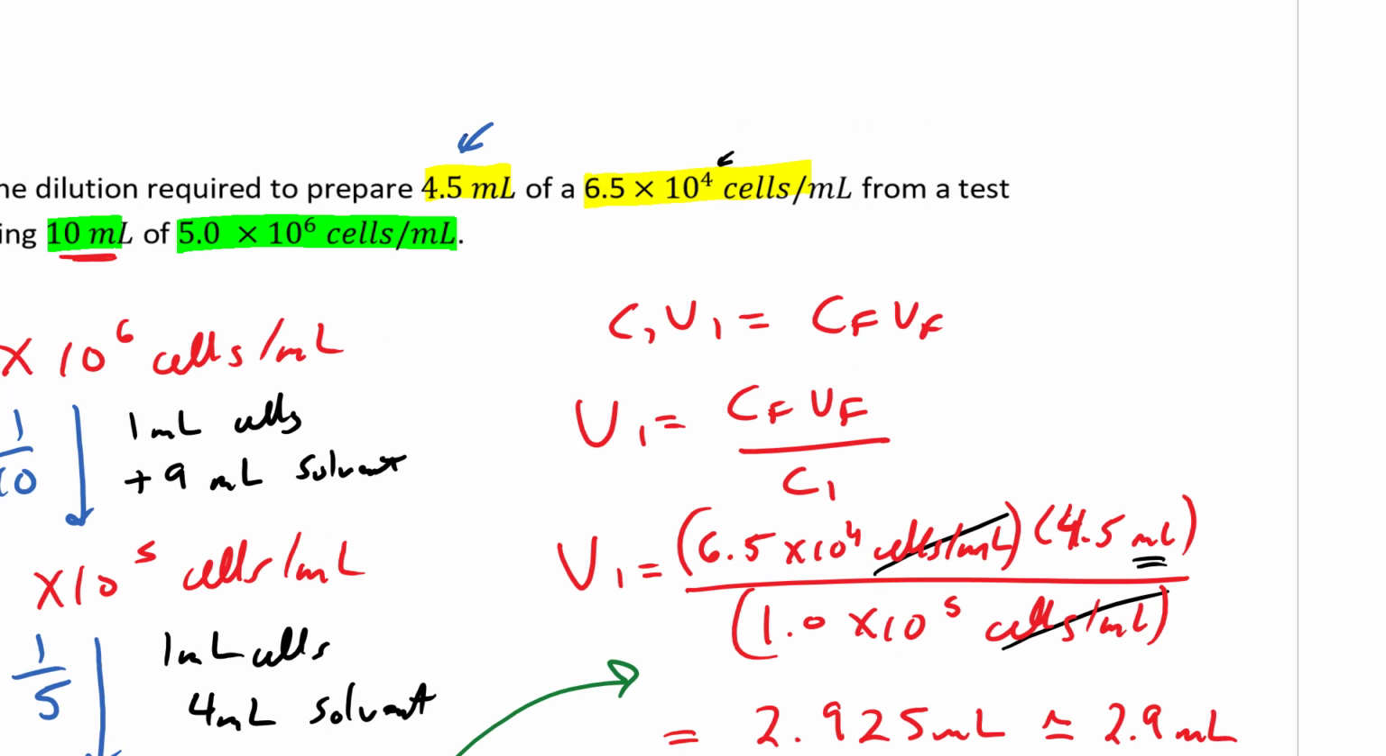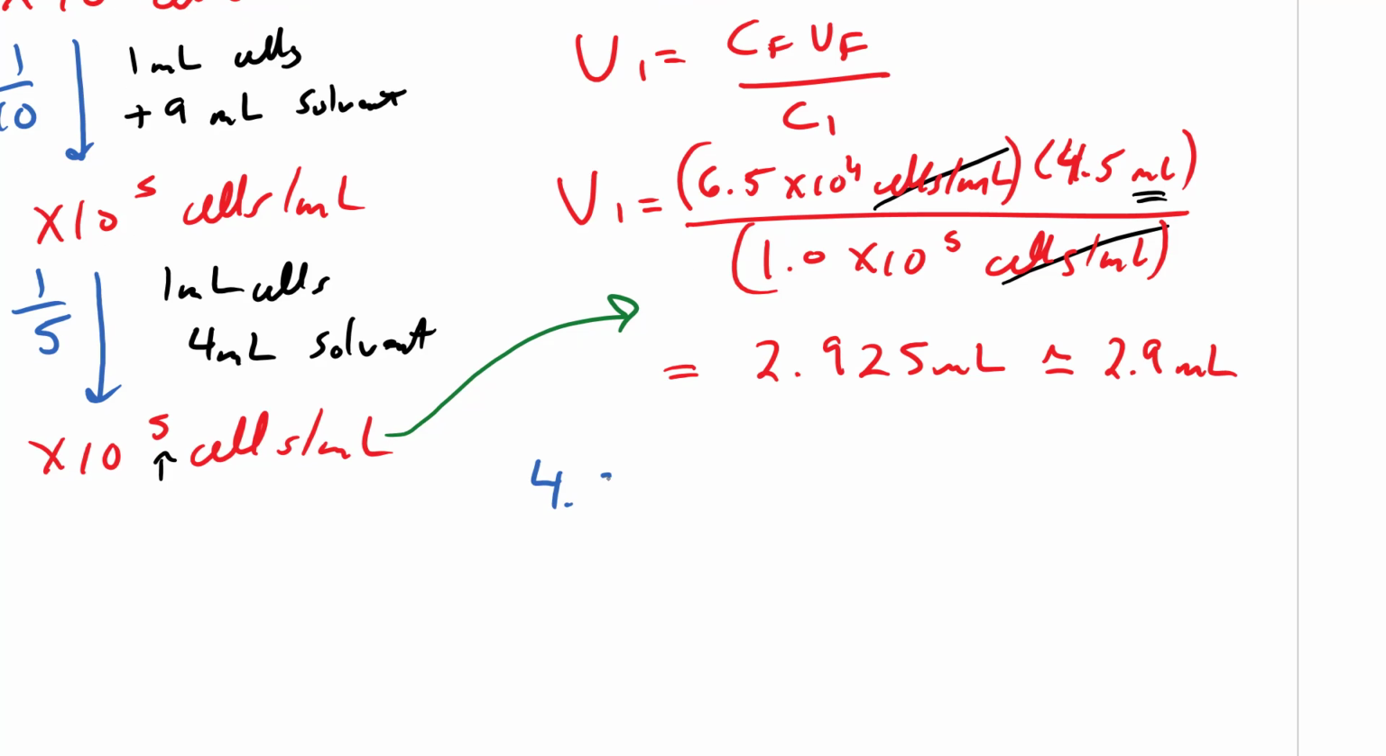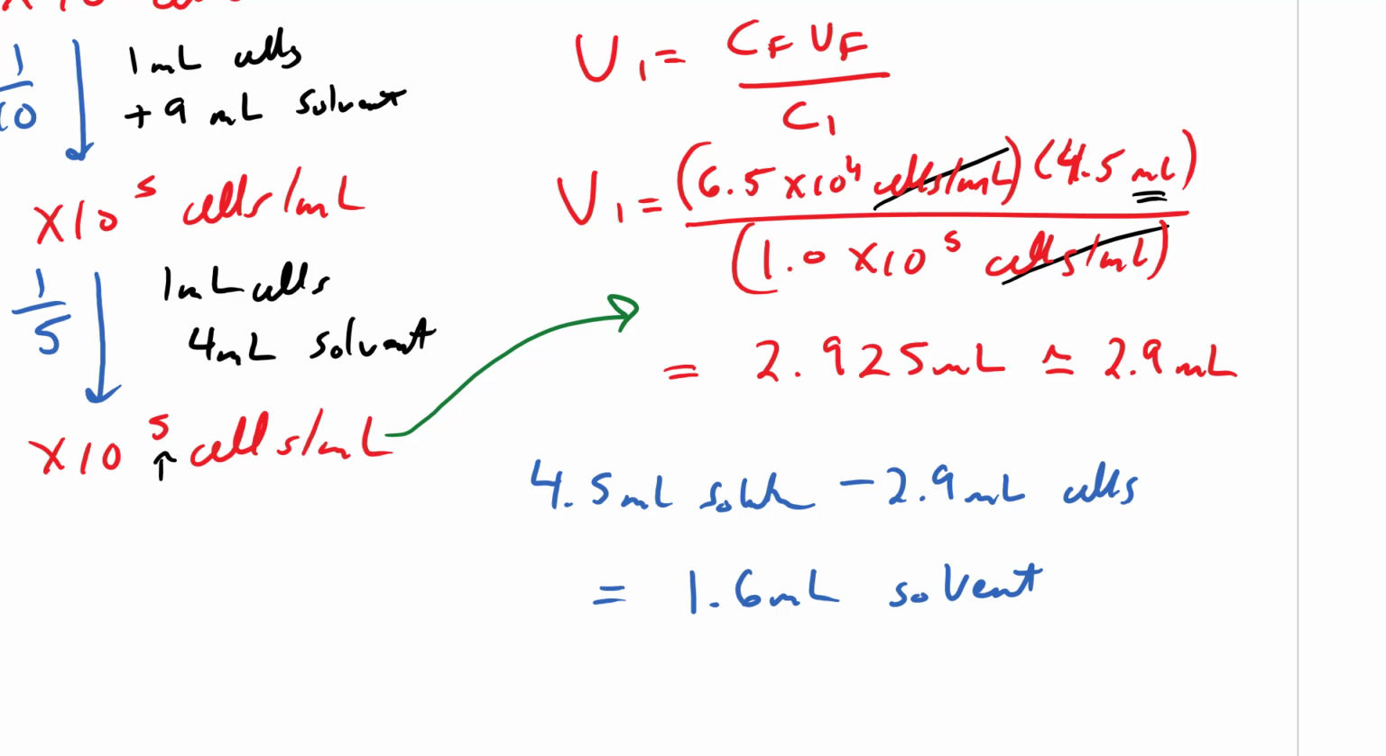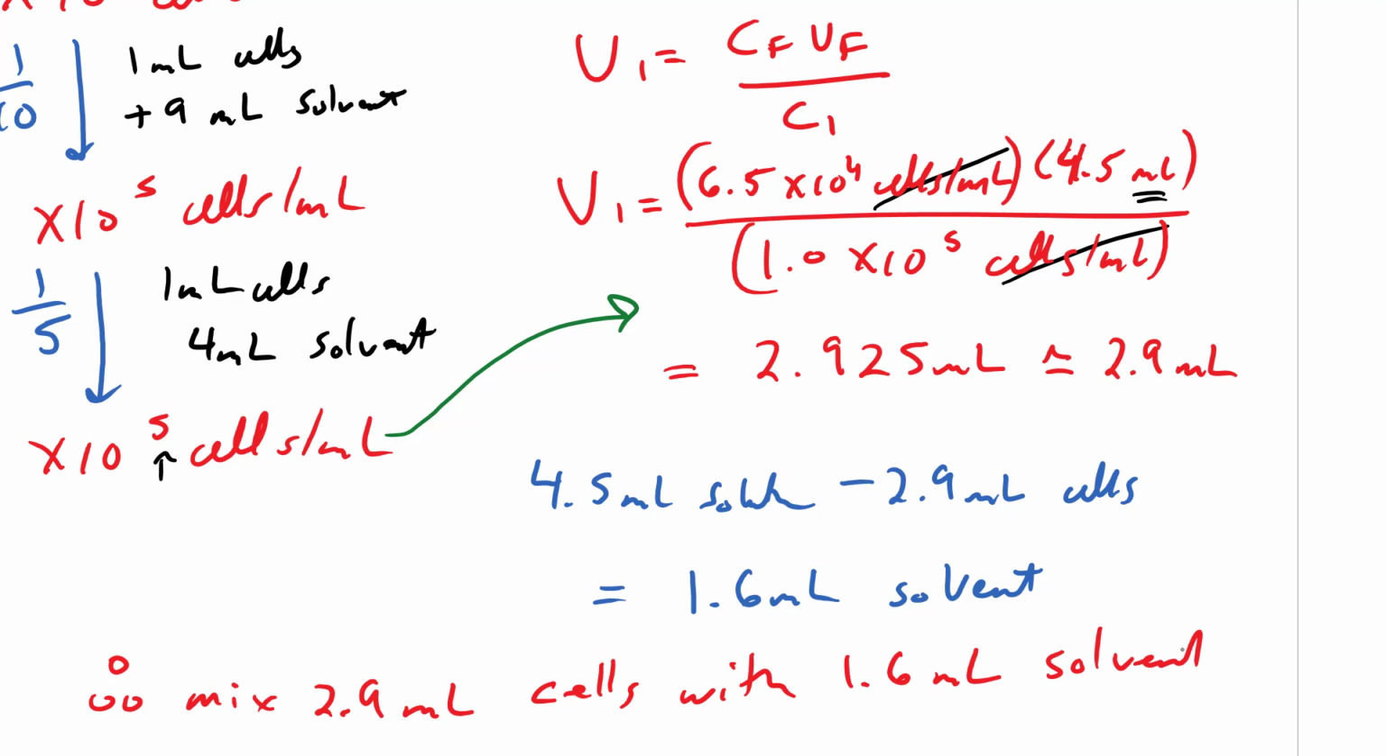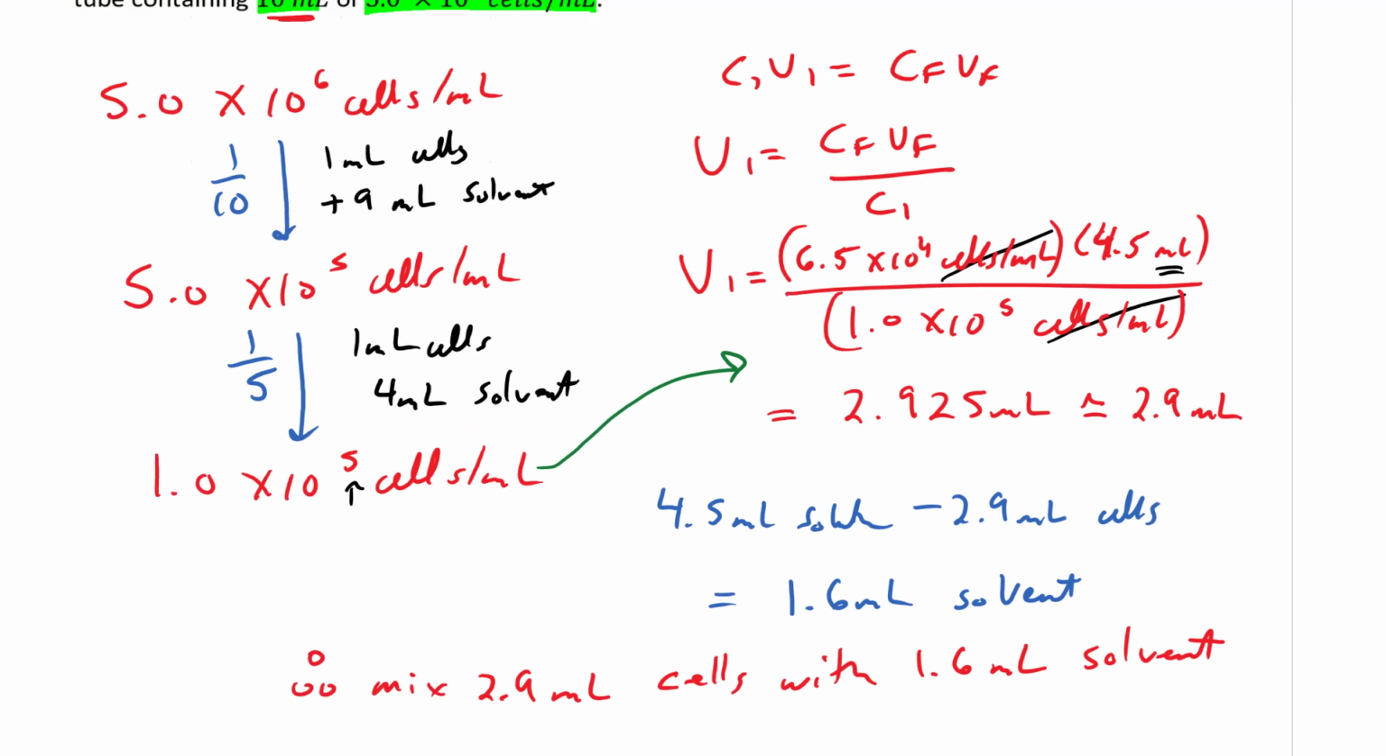I would like 4.5 mL of that. I will take my 4.5 mL total solution, subtract away my 2.9 mL of cells, and this will give me the milliliters of solvent I need to add: 1.6 milliliters of solvent. Therefore, mix 2.9 mL of cells with 1.6 mL of solvent. This should give you an accurate dilution.